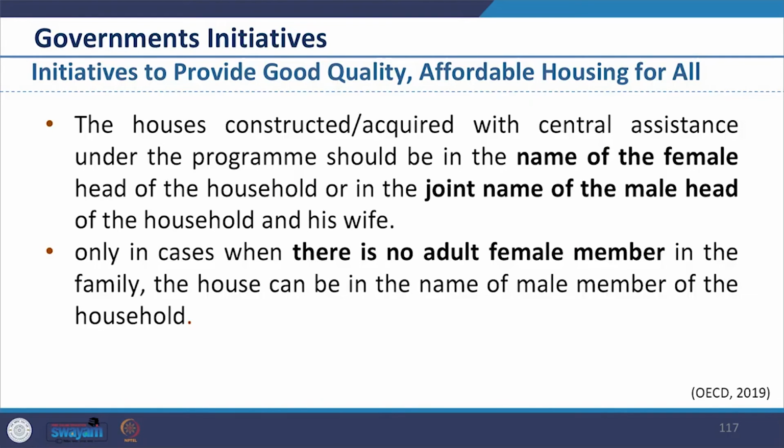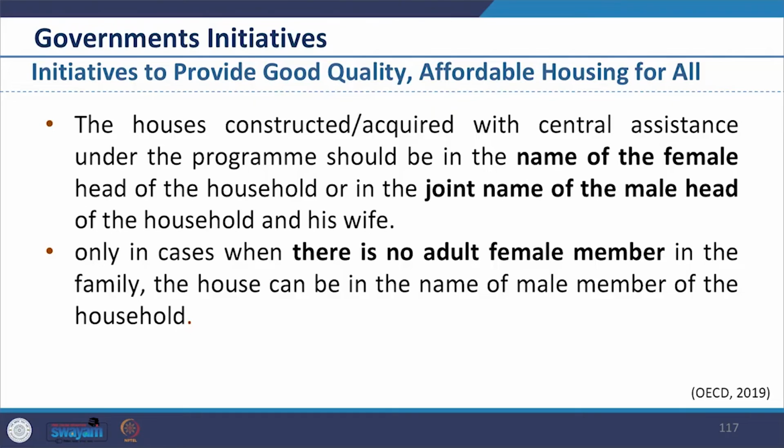The houses constructed or acquired with central assistance under the program should be in the name of the female head of the household or in the joint name of the male head of the household and his wife, and only in cases when there is no adult female member in the family, the house can be in the name of a male member of the household. We can see, like we had seen earlier on gender inequality for adequate housing, that this particular initiative also addresses the gender inequality in accessing adequate housing.